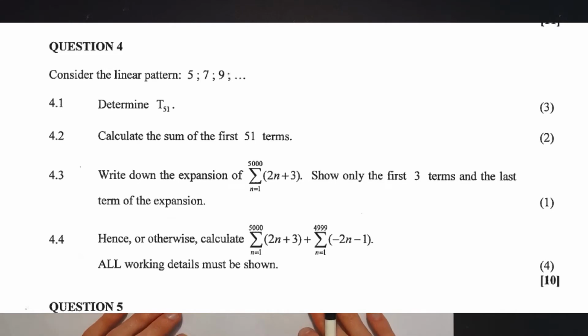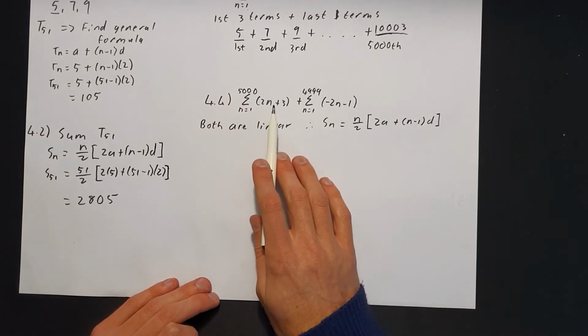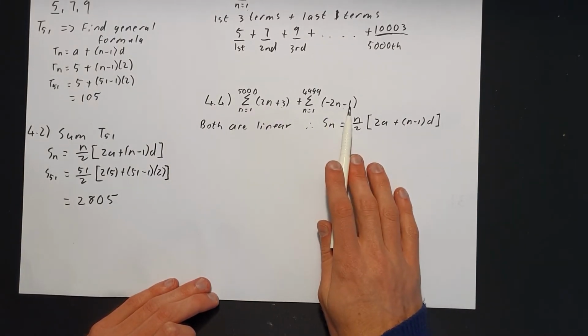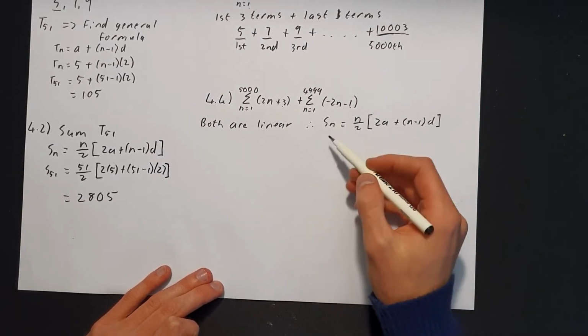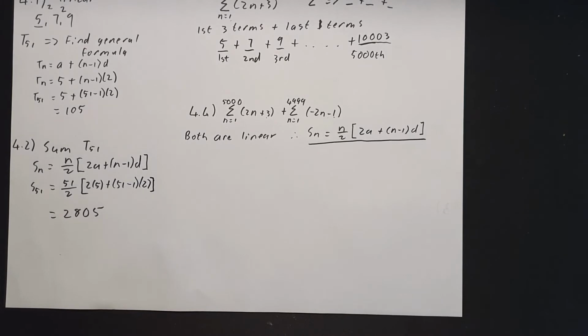Now, 4.4 says hence or otherwise calculate the following. They give us the sum from 1 to 5,000 of 2n plus 3, plus the sum from 1 to 4,999 of negative 2n minus 1. All working details must be shown. We can see that they're both linear: 2n plus 3 is linear, and negative 2n minus 1 is also linear. So we should be thinking of the sum formula for a linear sequence.